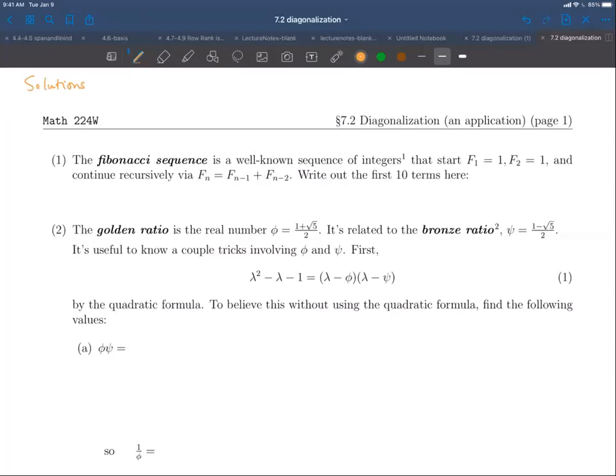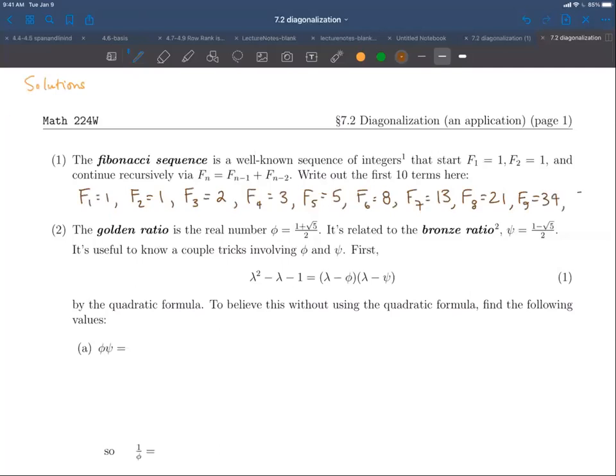But anyway, it's a sequence. It starts with a 1 and a 1, and then to go forward, you take the last two terms and add them together. So F1 is 1, F2 is 1, F3 is 1 plus 1, which is 2, F4 is 1 plus 2, which is 3, F5 is 5, F6 is 8, F7 is 13, F8 is 21, F9 is 34, and F10 is 55.